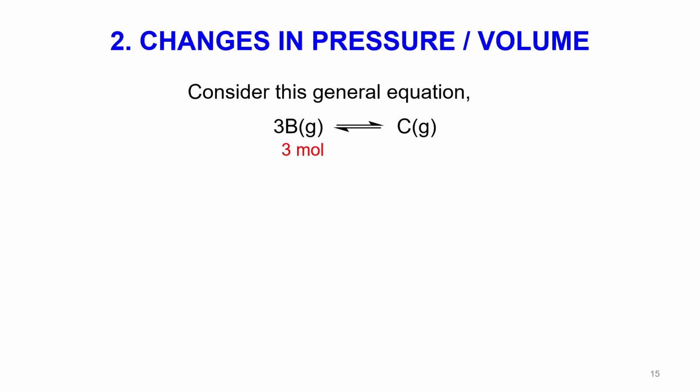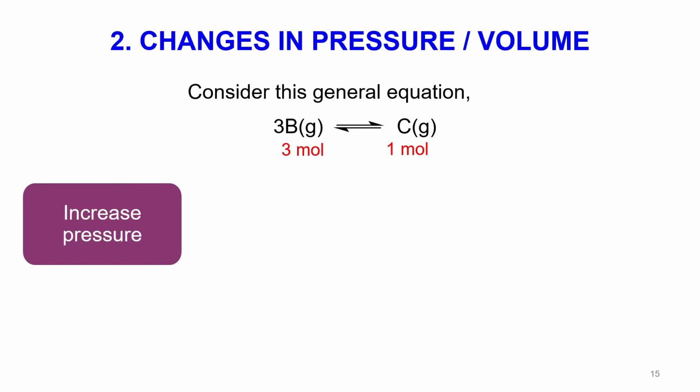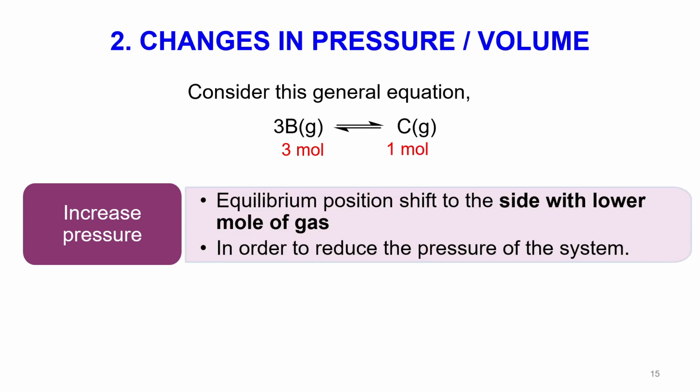So at the left hand side is 3 mole, the right hand side is 1 mole. So increase pressure. Jadi bila kita increase pressure, meaning that the volume akan menjadi lebih kecil. Jadi bila volume lebih kecil, dia akan favor ke bilangan mole yang sedikit. Okay, equilibrium position shift to the side with lower mole of gas.